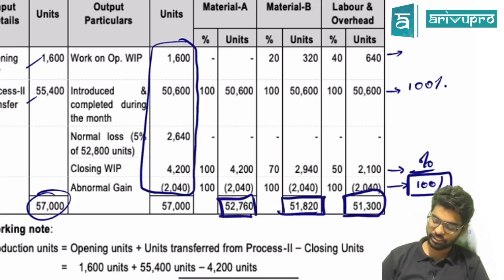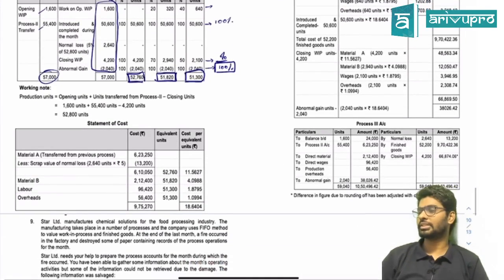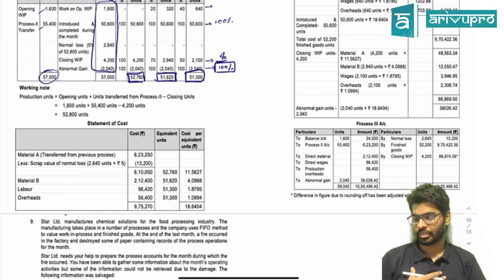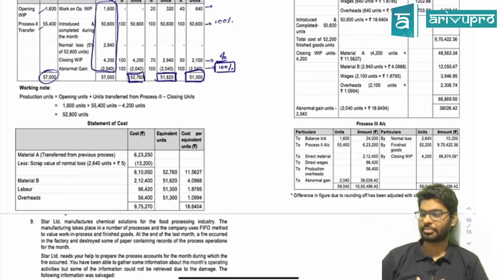Once you know the equivalent units, what you will do is you will find the total cost and divide by the number of units. Total cost. No, sir. You will not use any of those percentages because it's abnormal loss ka percentage. Clear?